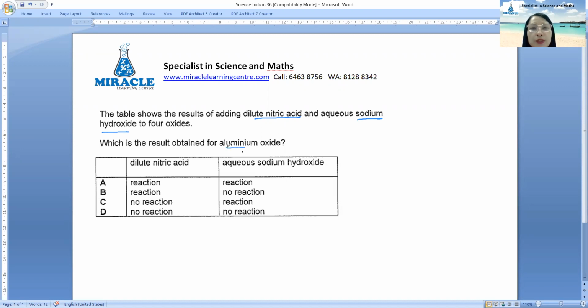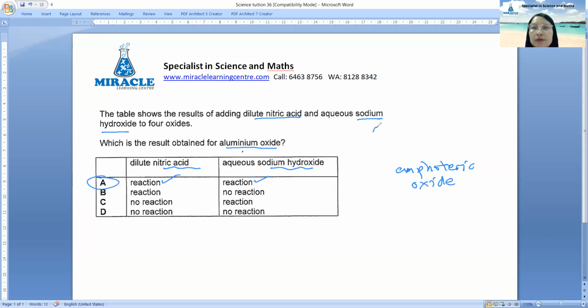So we know aluminium oxide is actually an amphoteric oxide. An amphoteric oxide actually can react with acid and alkaline. So it actually can react with acid and react with alkaline. Hence the answer is A.